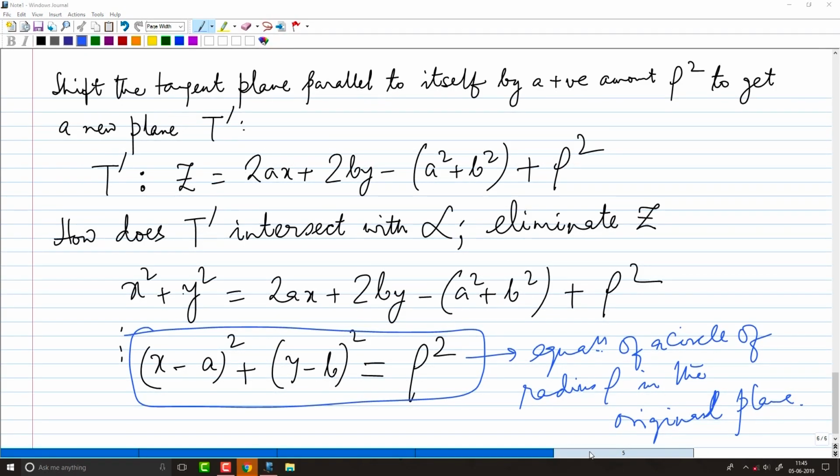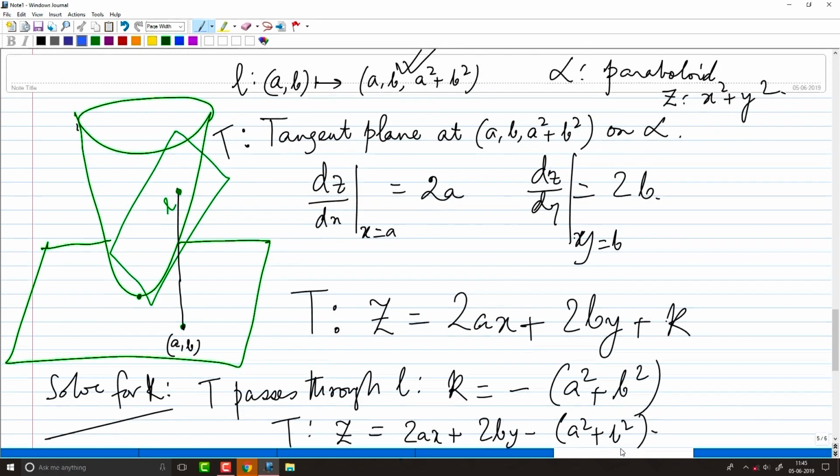Now if you just go back and see what happened. Why is it not going back? So, here was my AB, fine. Here was my AB, here was the tangent plane. What I did was I pushed it up by a distance, so this distance was rho square. So, this was the new plane, right.